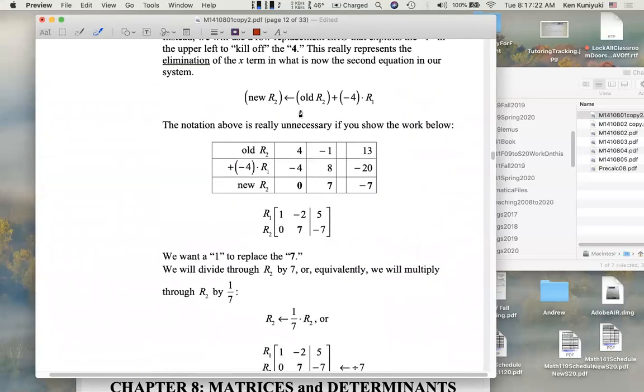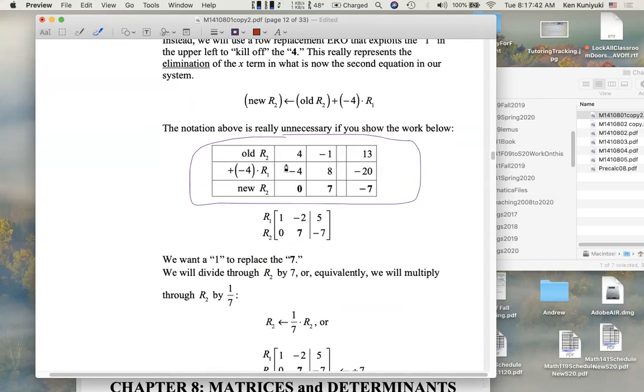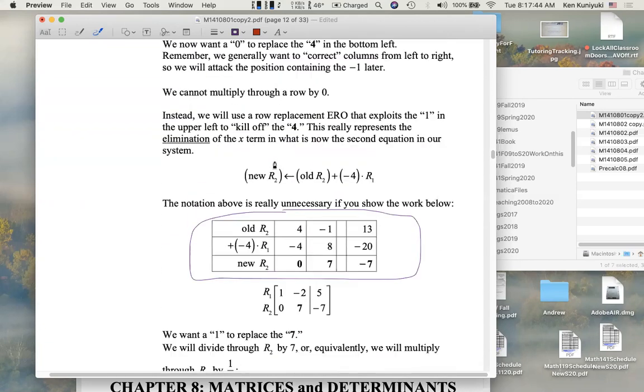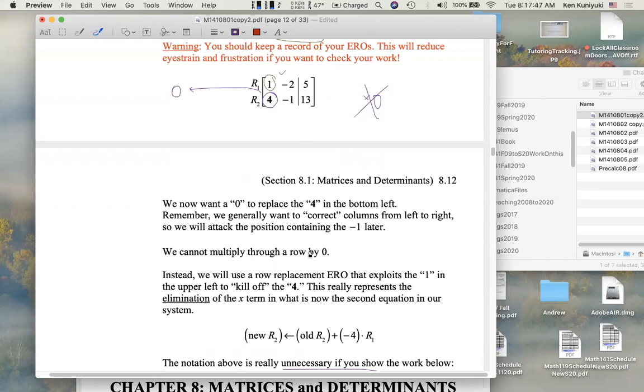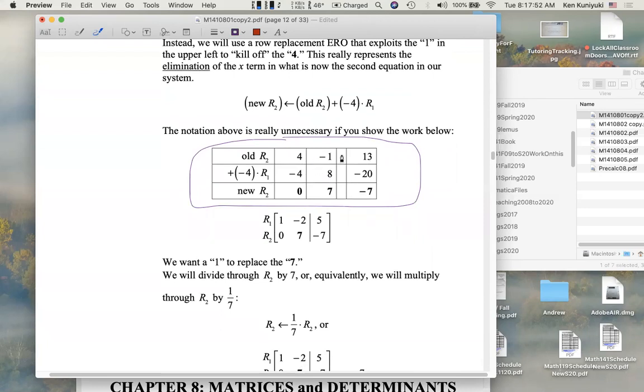Instead of writing something like this, I think this is sufficient, writing the notes down this column. I'd like you to focus on this table. I think this table would be really, really helpful. Again, the goal is to replace into row 2. You need a 0 in that bottom left entry, right? So what you're doing is you're taking the old row 2, that was the 4, -1, 13. You could put a slash there if it helps. And then you want to add -4 times row 1.